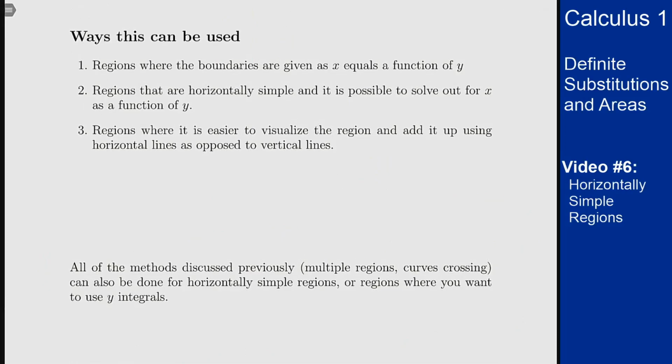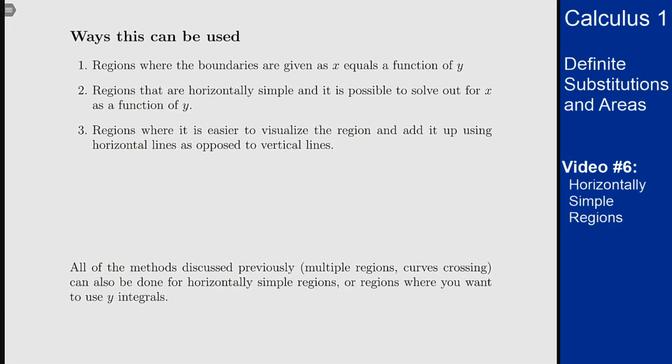If it's a horizontal simple region anyway and you can solve out for x in terms of y, then you might as well think about doing it this way as well. And for regions where it's easier to visualize it as horizontally simple and just add it up that way, as opposed to with vertical lines, you'll want to try this technique as well. And all of our techniques so far, multiple regions, curves crossing, area bounded between two curves, all still apply in the horizontally simple case, or when you want to use y integrals, just like they did when you want to use x. So any of the techniques we learned before can all be applied to these sorts of problems as well.